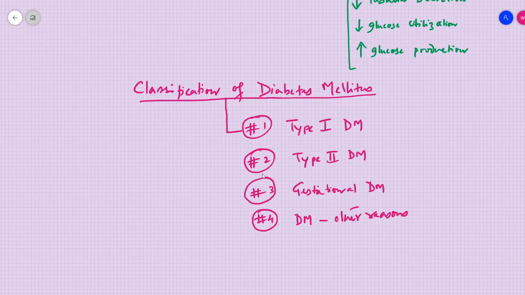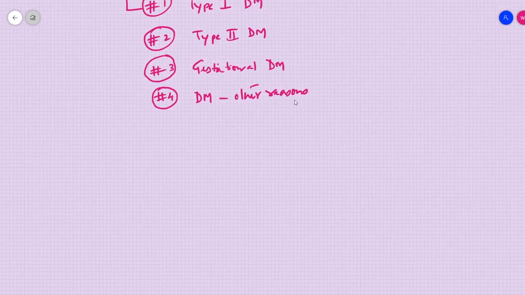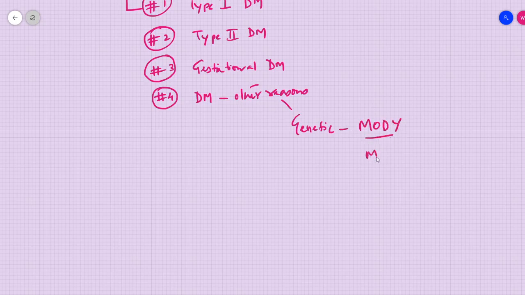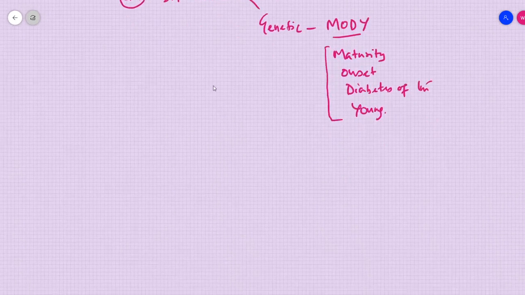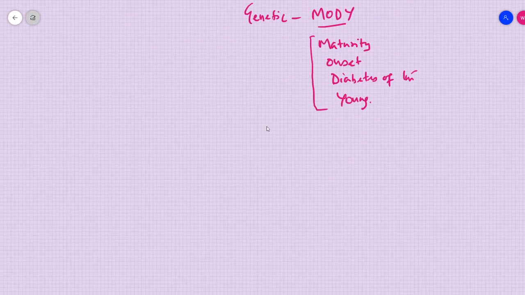And what other reasons are we talking about? It may be genetic. If it's genetic, we have an example like MODY. What is MODY? Maturity onset diabetes of the young. So it's got a genetic component to it. Or it could be drug-induced. At various times they have been called iatrogenic diseases and so on.